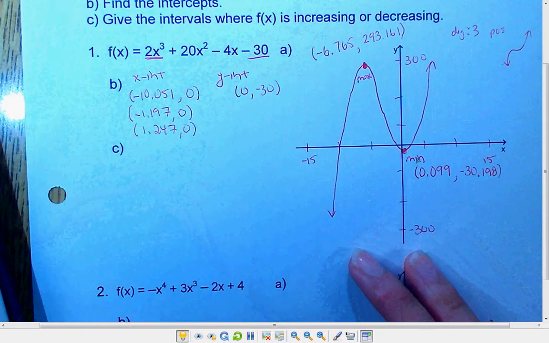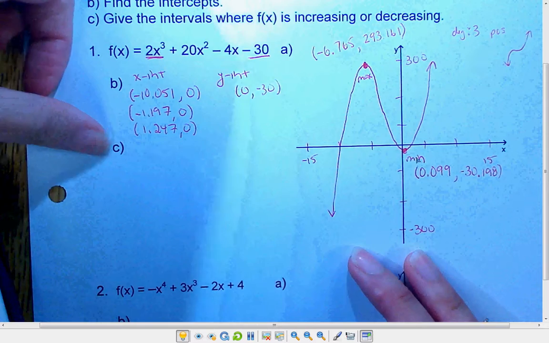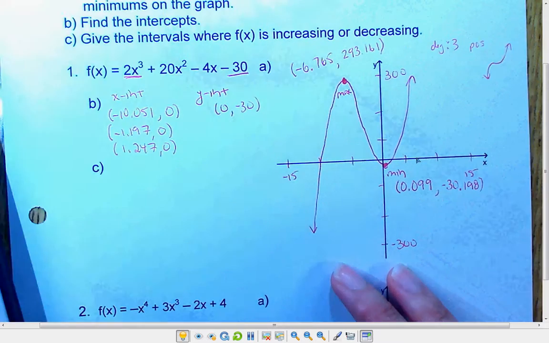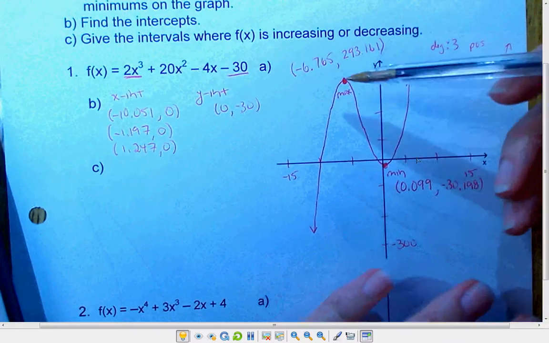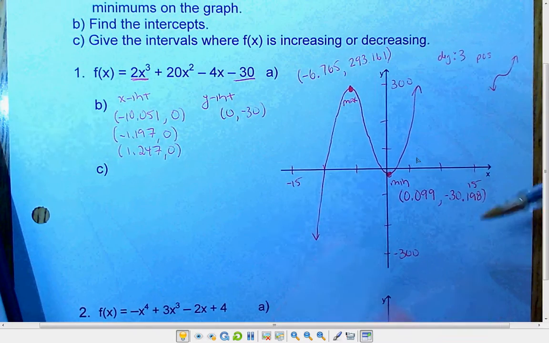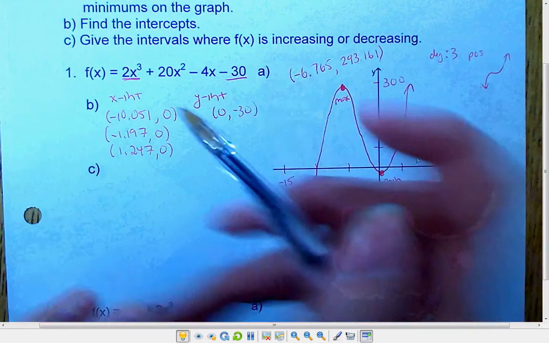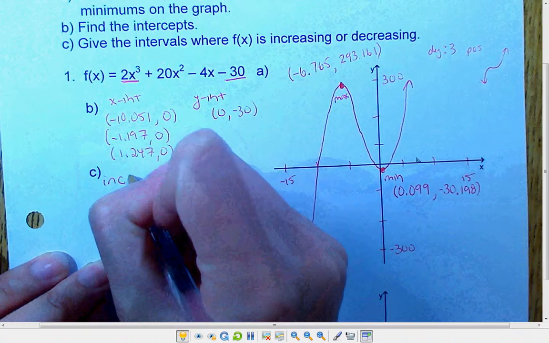And now I'm just going to find letter C, which is the intervals where f of x is increasing and decreasing. We actually have all the information we need already. We're just trying to figure out what part of this graph is increasing and decreasing. Let's start off with increasing.